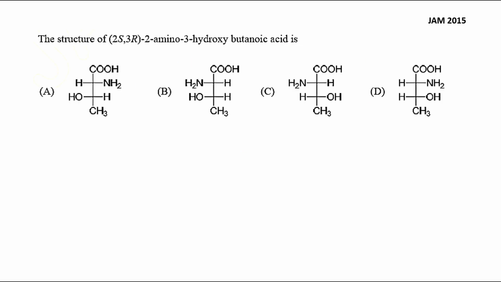Structure of 2S,3R 2-amino-3-hydroxybutanoic acid. So let's first draw this molecule. If we draw this molecule, this is 1, 2, 3, 4, 3 position hydroxy, 2 position NH2. That means in all these molecules, if you see, this is 1, 2, 3, 4. So bonding connectivity is fine, and that is also true for C and D.